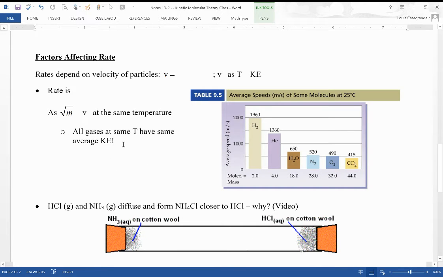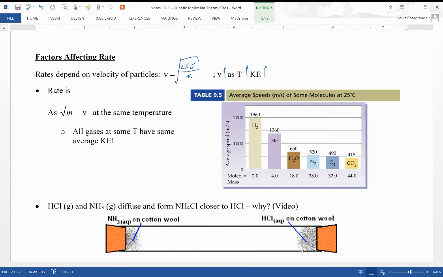So the rate of the particles depends on the rate of gases diffusing, and diffusing depends on the velocity of the particles. And if you take the kinetic energy equation on the front and you rearrange it, you get an equation that tells you that the velocity of the particles is equal to the square root of 2 times the kinetic energy in the numerator, and in the denominator, the mass of the gas. So the velocity of the gas goes up as the temperature goes up because the kinetic energy is going up. And we saw that on the previous page.